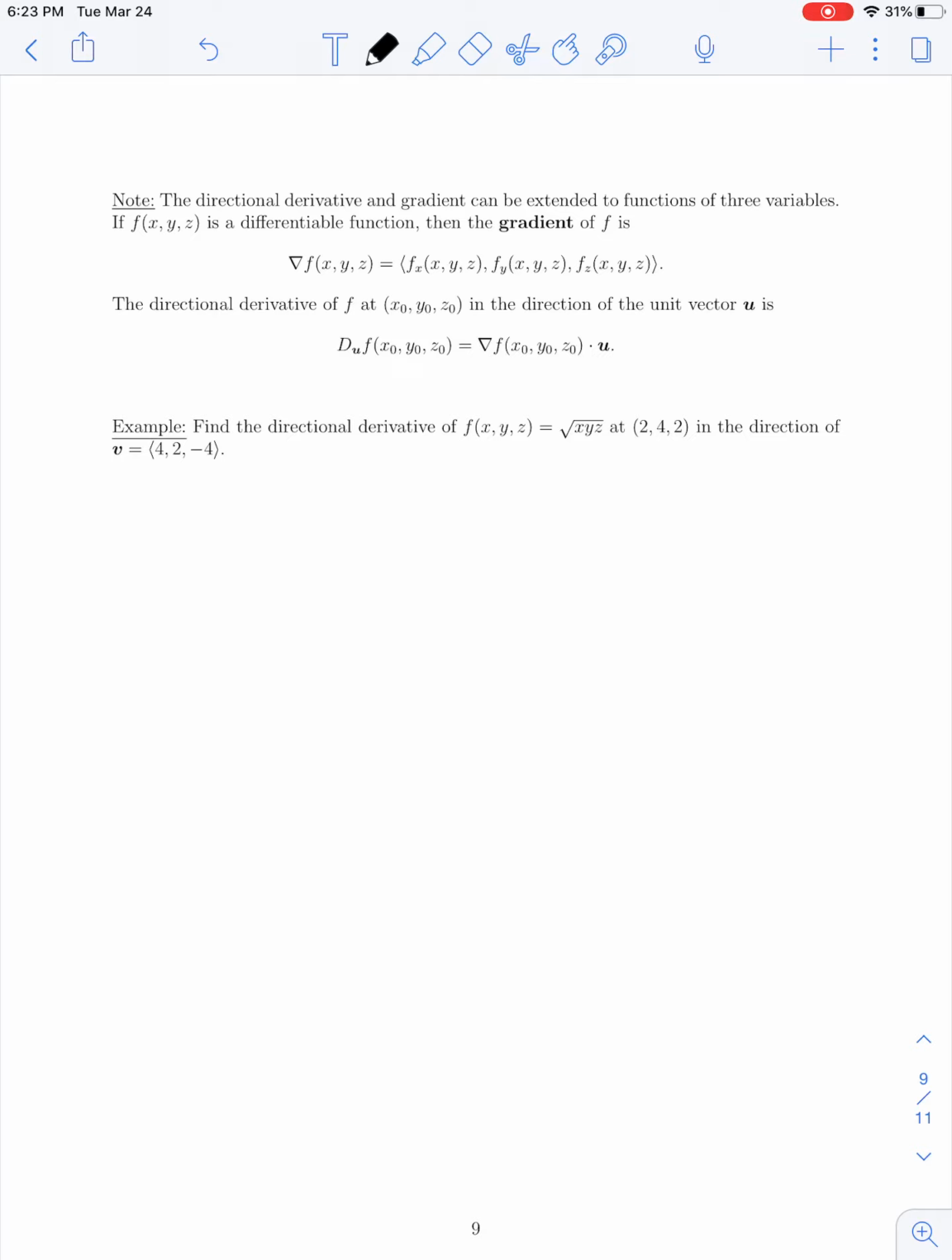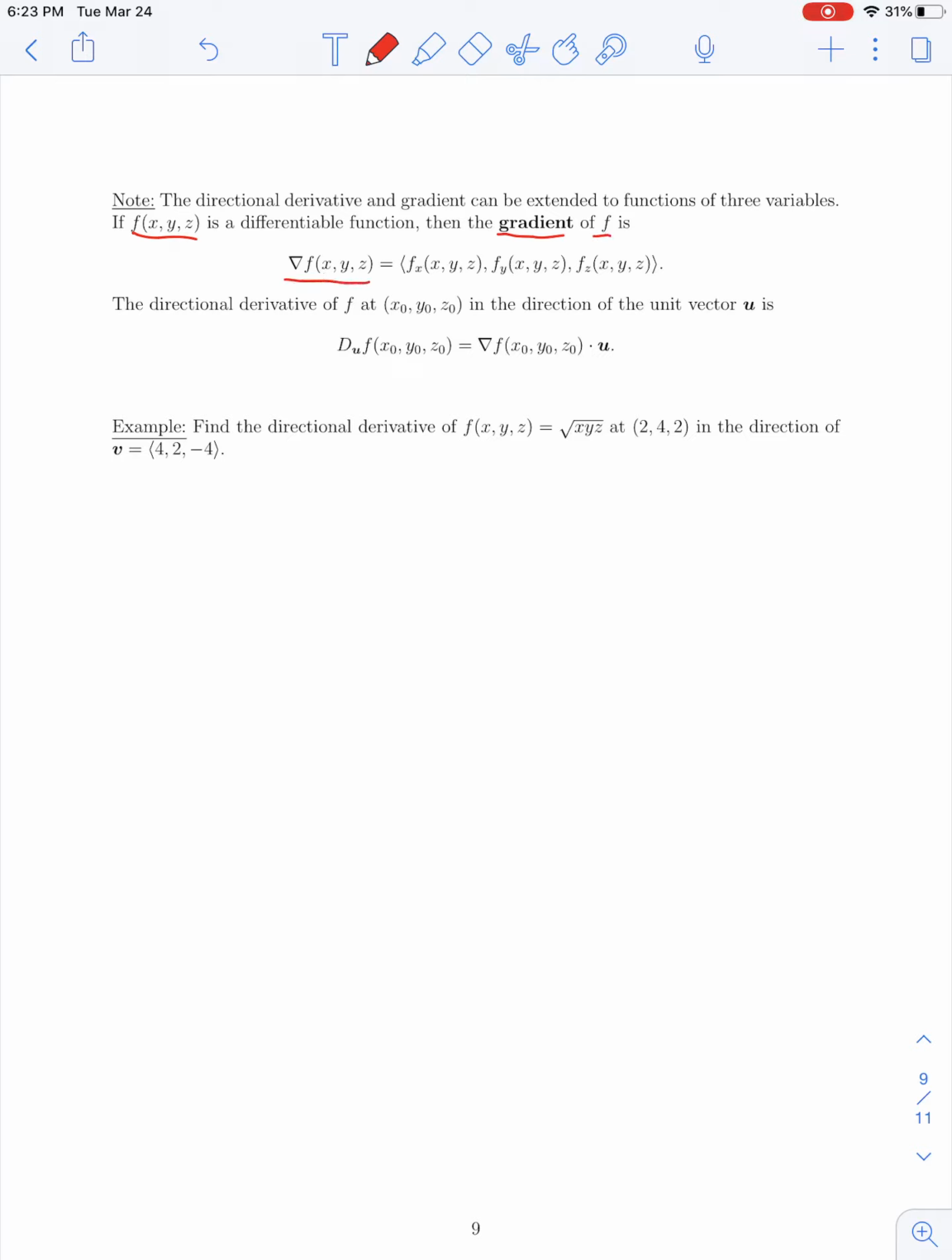Now, in the next part of this section, we're going to extend what we've been working with, that is the concept of a gradient or directional derivative, to functions of 3 variables. And then, of course, we could extend these concepts to functions of 4 or more variables. So let's suppose that we're working with a function of 3 variables, x, y, and z.